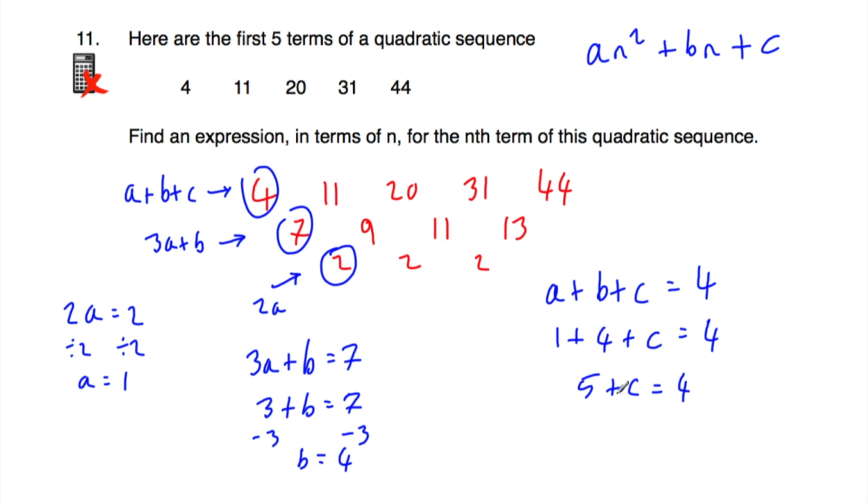And we want to find out what c is, so we want to get rid of this 5, so we're going to take away 5 and take away 5. And on the left-hand side, we'll be left with c, and on the right-hand side, we've got 4, take away 5, is equal to negative 1.